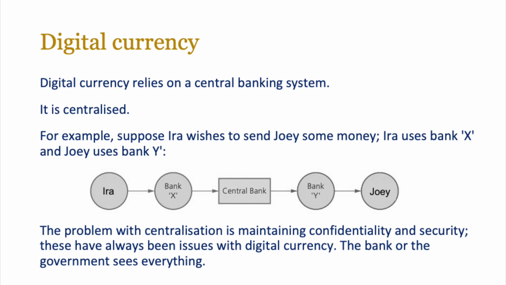Digital currency generally relies on a central banking system. Therefore, it is centralized. And this is a key term to use in the exam. Now, suppose Ira wants to send some money to Joey. Ira uses a particular bank, Bank X, and Joey uses Bank Y. So what will happen is that Bank X will use a central bank, or a central bank's regulations, to transfer the money to Bank Y.